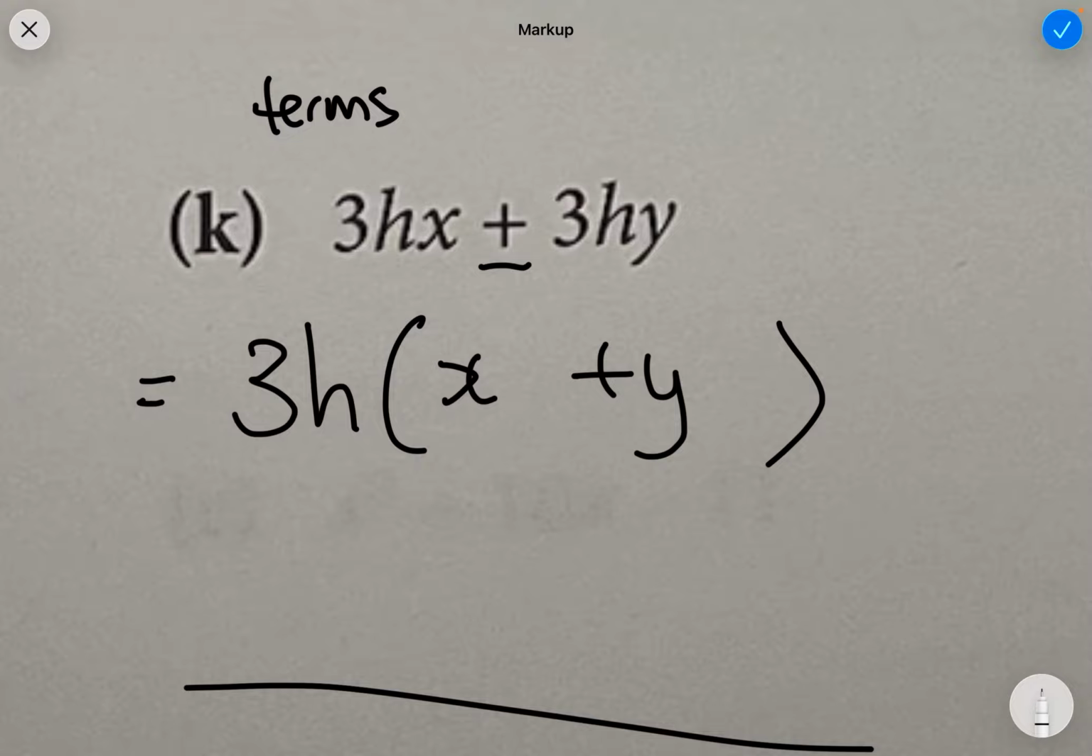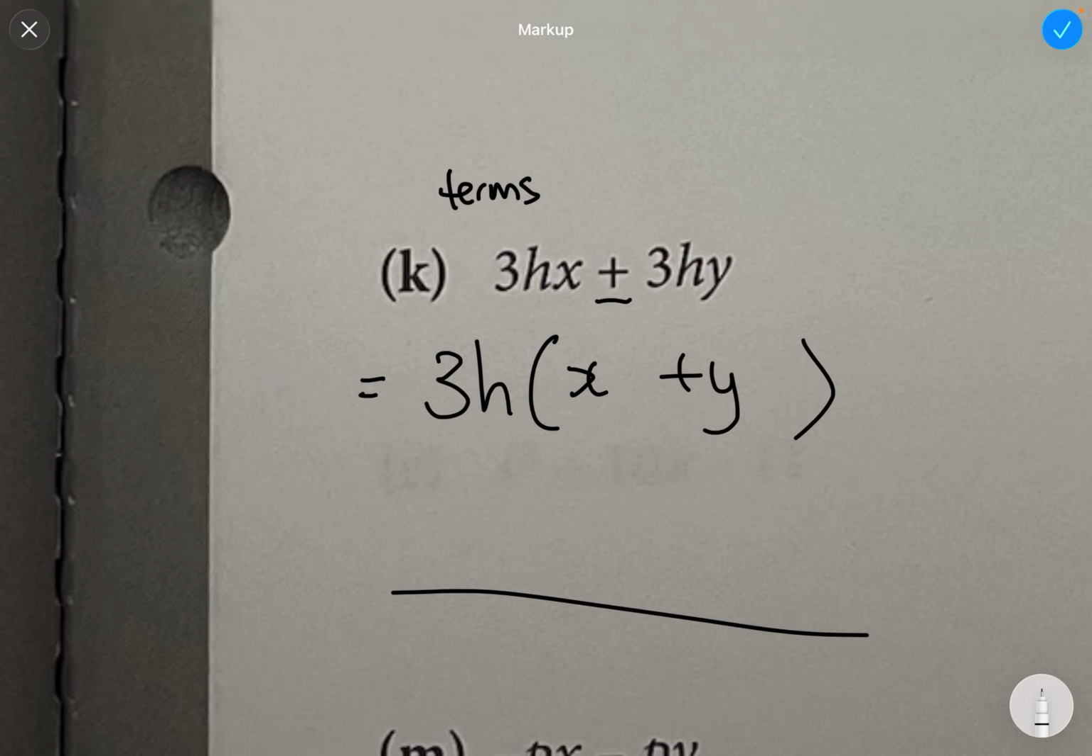So I start with 2 terms. Inside my bracket, I should have 2 terms. And then the common factor taken out. So this one becomes a factorized form. 3h is a factor. This whole bracket is a factor. Becomes a multiplication. Okay?